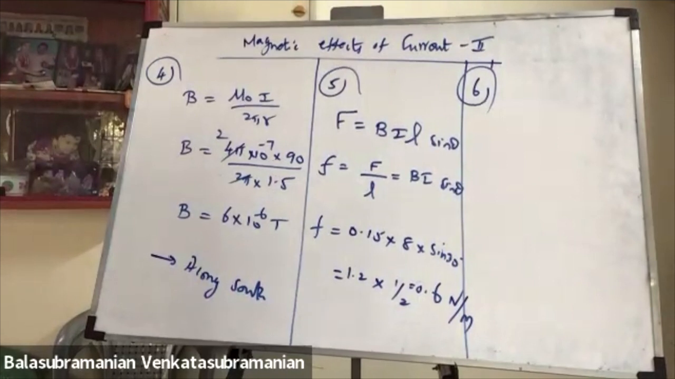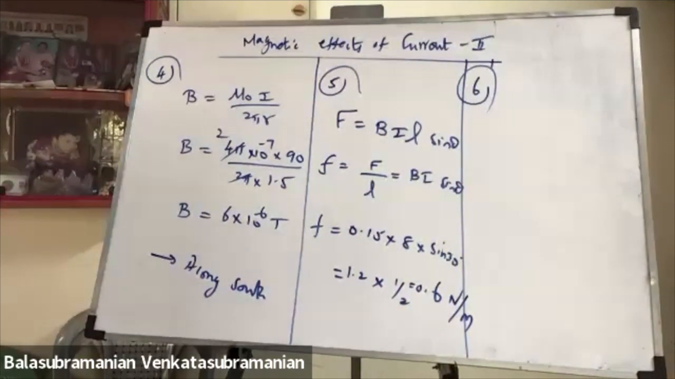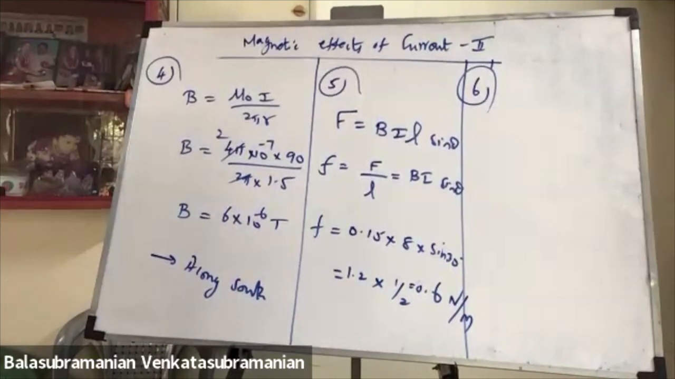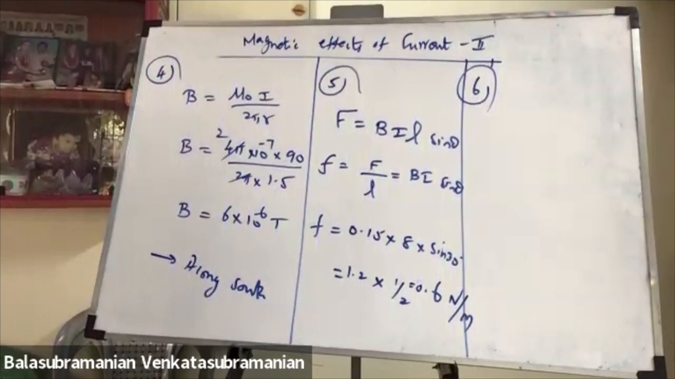A 3 centimeter wire carrying a current of 10 ampere is placed inside a solenoid perpendicular to the axis. The magnetic field inside the solenoid is given to be 0.27 Tesla. What is the magnetic force on the wire?